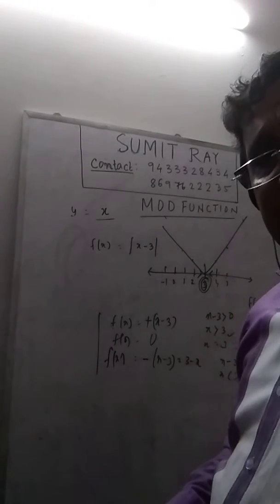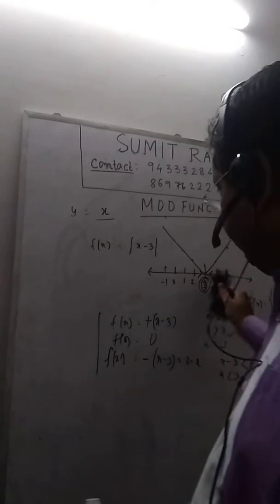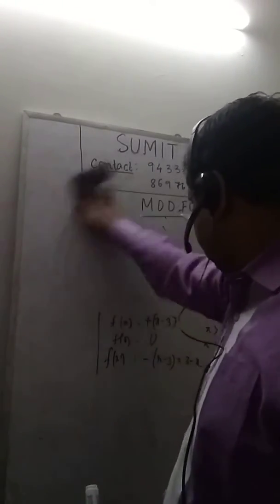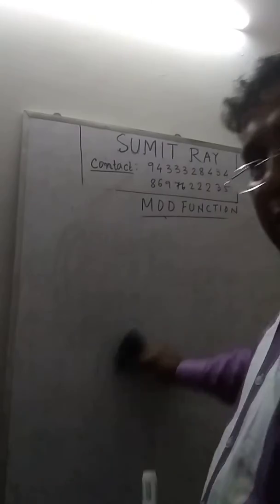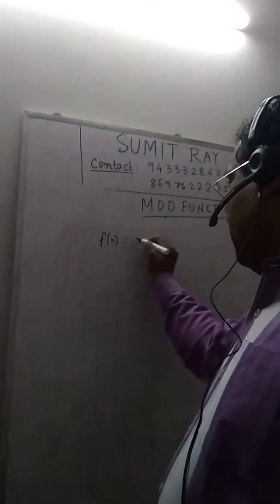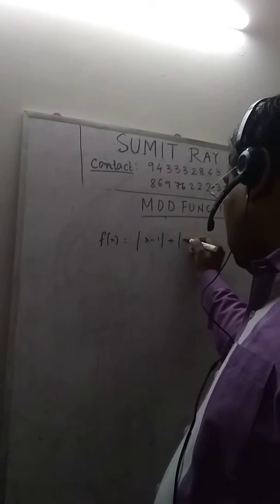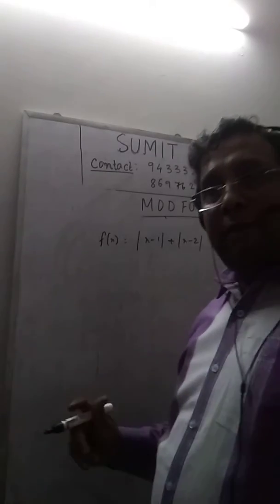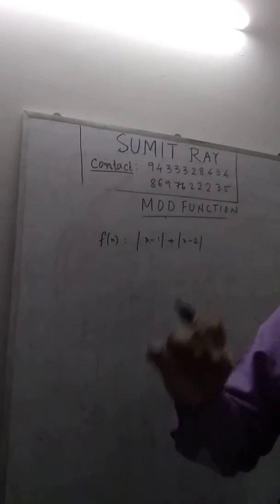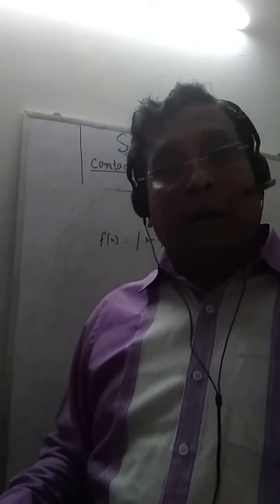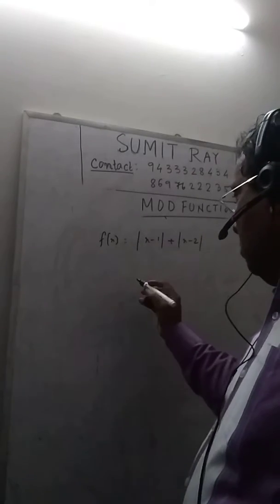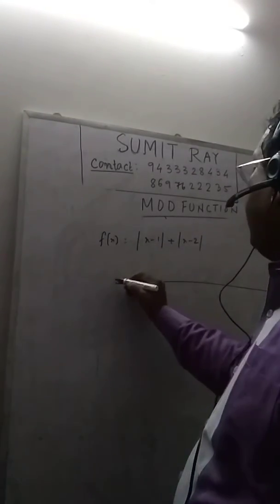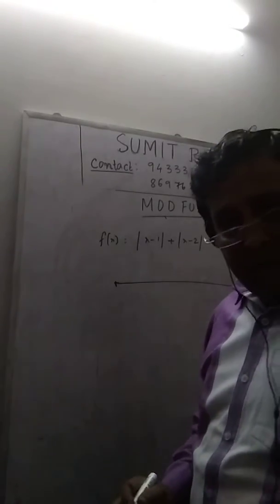Now, next is a little bit difficult one on mod functions. Suppose mod functions are expressed in this way: f of x is equal to mod of x minus 1 plus mod of x minus 2. Whenever these types of functions are given to you, your first job will be to break this into piecewise functions. Now, how to develop the piecewise functions? Same thing, but I am showing you. First, draw a number line and write the critical values. What are the critical values over here?